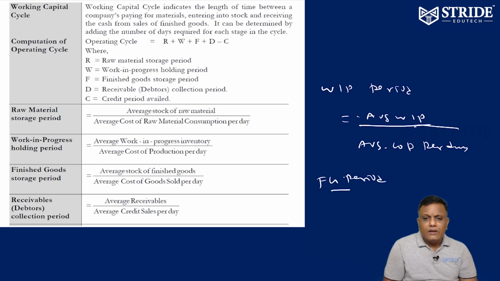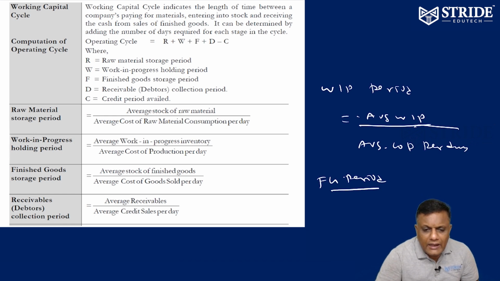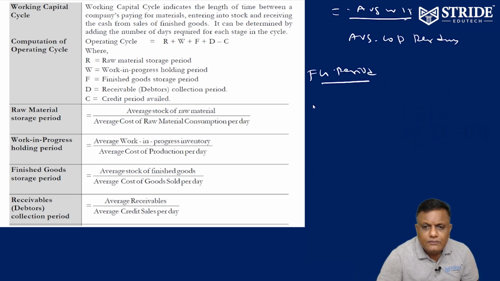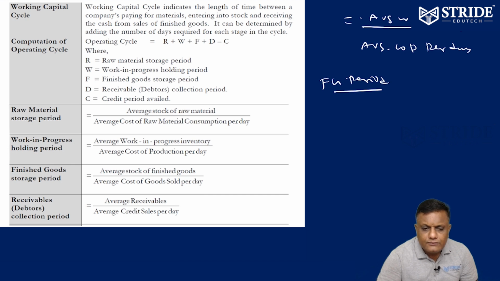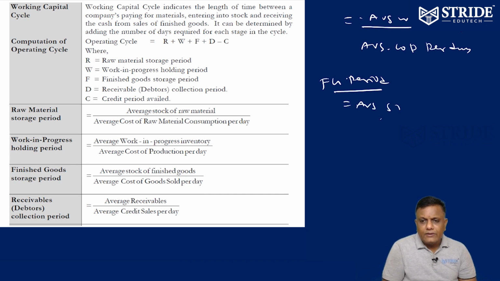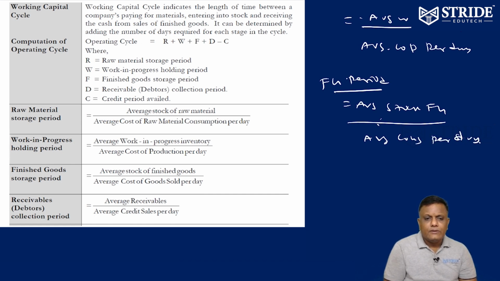Next, finished goods period. Finished goods period is equivalent to average stock of finished goods by average COGS per day. Average COGS per day, cost of goods sold per day.